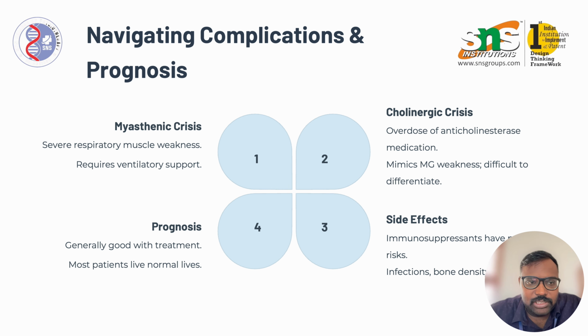Complications and the prognosis. So myasthenia gravis increases the severity of respiratory muscle weakness. Ventilator support is most important, and the cholinergic crisis, the overdose of AChE inhibitors, will lead to MG weakness. And the prognosis is generally good with treatment, but some patients will go for fatal effects. Side effects will cause reduced bone density and infections in the bone, and all these things will be happening in the side effects.